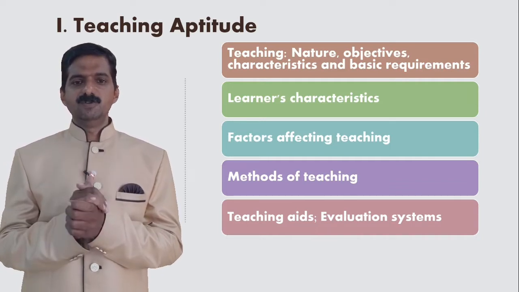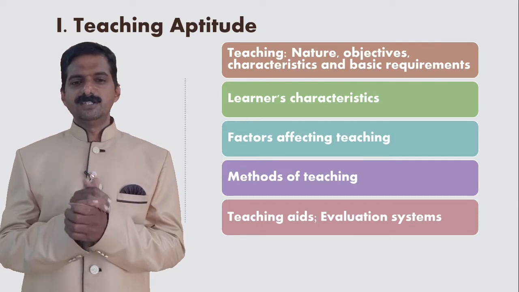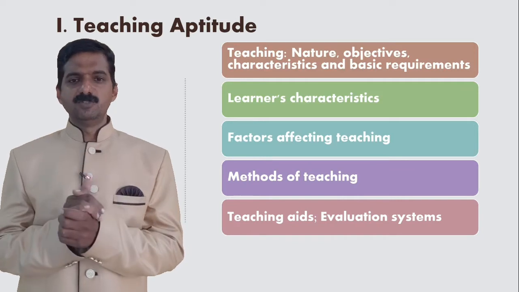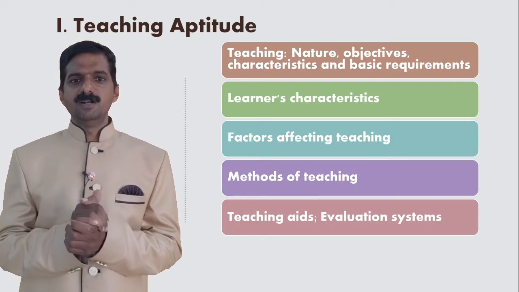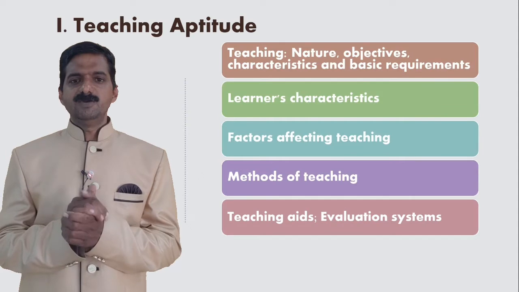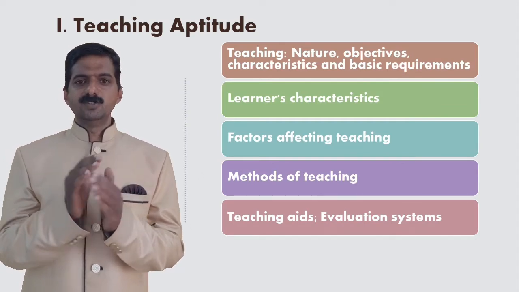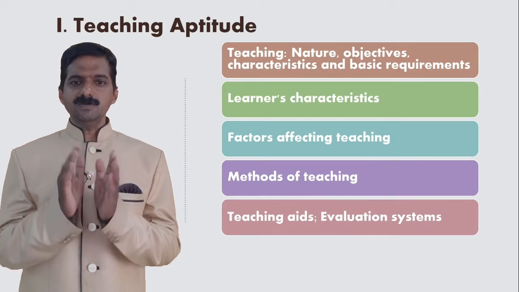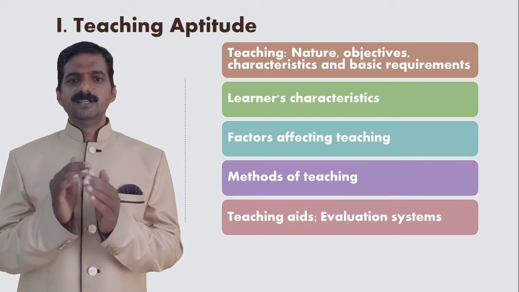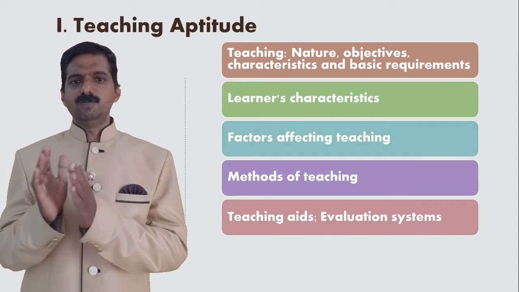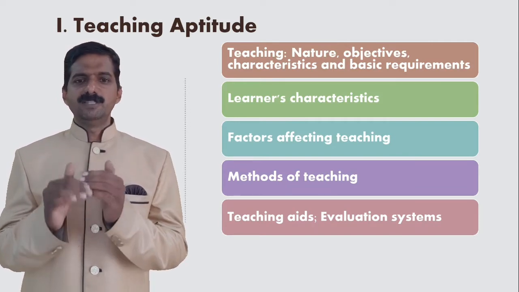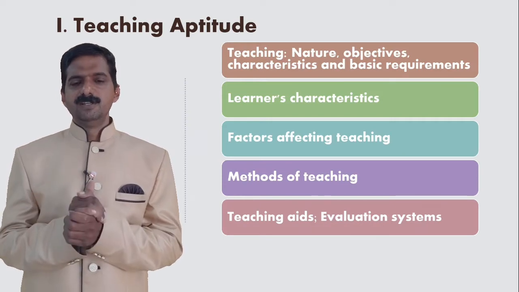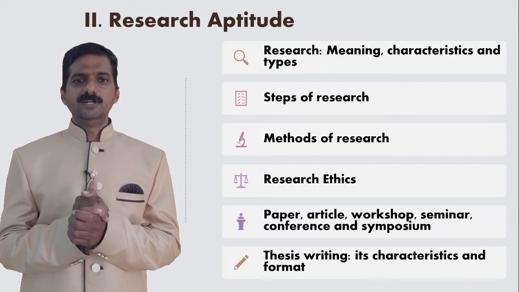This is the subunit, as well as learner's characteristics. Learner is the most important element in teaching and learning process. So the characteristics of learners are there, as well as various types of factors which affect teaching, methods of teaching, teaching aids, audiovisual aids, as well as various types of evaluation system or methods of evaluation will be there under this first section.